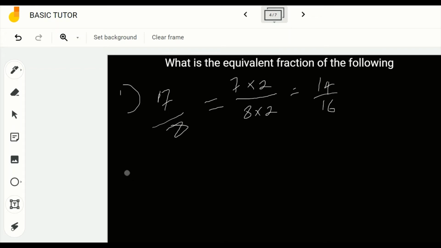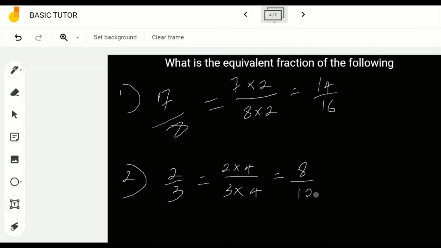Alright, let's look at the next fraction. For example, I'm given 2 over 3. Let's find an equivalent fraction for 2 over 3. Let's multiply the fraction by 4. So 2 times 4 over 3 times 4. So 2 times 4 is 8, and 3 times 4 is 12. So 2 over 3 is equivalent to 8 over 12.